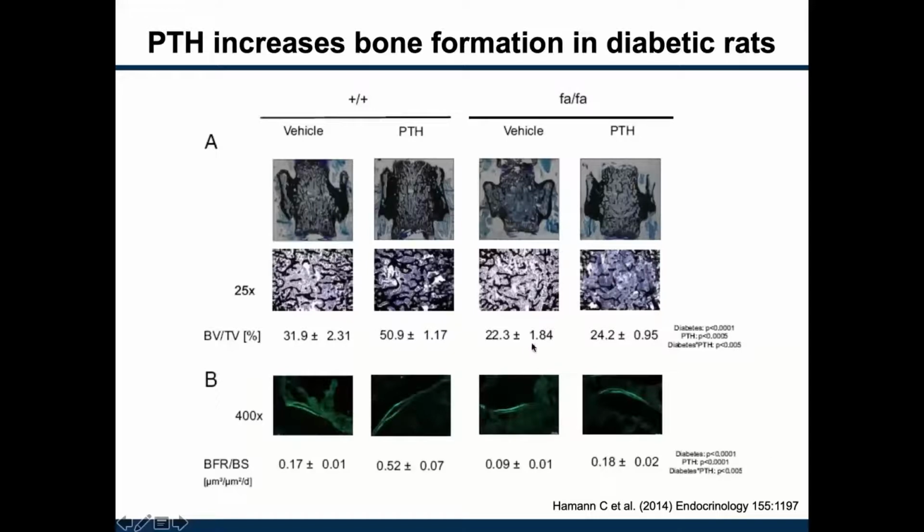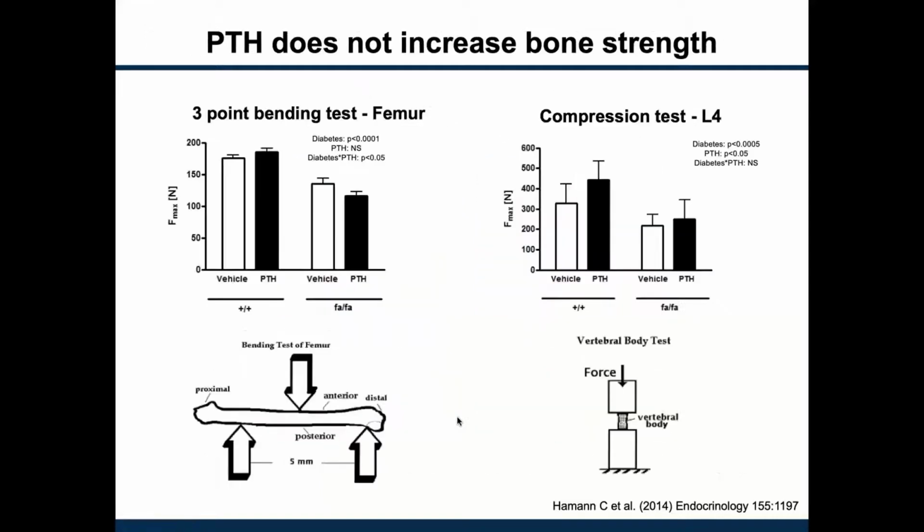And again, if we show here bone histomorphometry, again, we see a bit of an increase with PTH, but really not that much in the diabetic animals. And we do see an increase in bone formation, here again shown with the calcium labeling, but it is not quite as pronounced as it is in the wild type group. So there seems to be some kind of partial resistance to PTH.